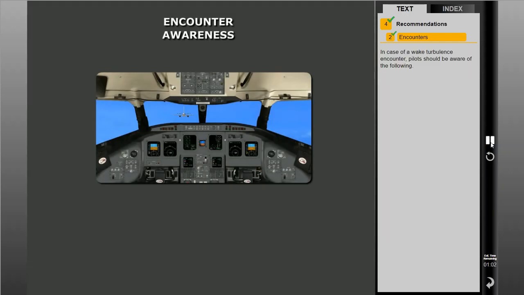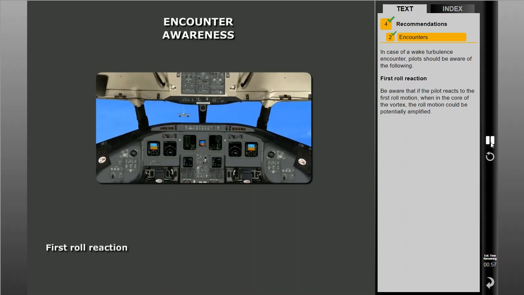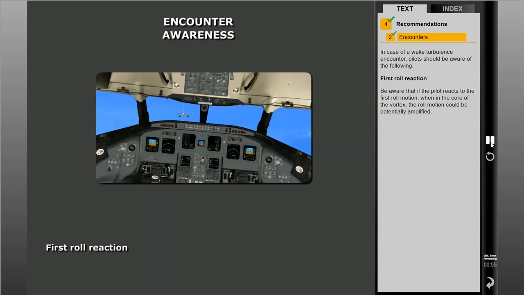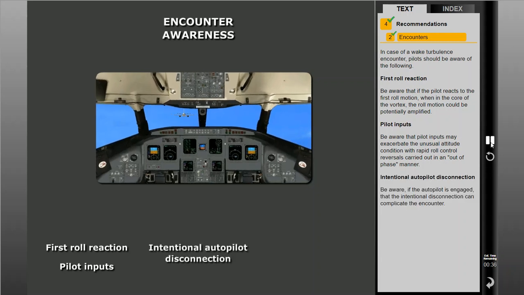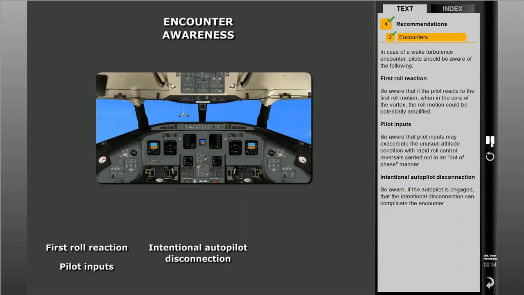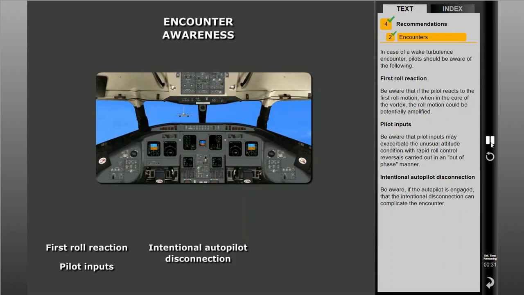In case of a wake turbulence encounter, pilots should be aware of the following. Be aware that if the pilot reacts to the first roll motion when in the core of the vortex, the roll motion could be potentially amplified. Be aware that pilot inputs may exacerbate the unusual attitude condition with rapid roll control reversals carried out in an out-of-phase manner. Be aware, if the autopilot is engaged, that the intentional disconnection can complicate the encounter. The autopilot in most cases will facilitate the recovery.